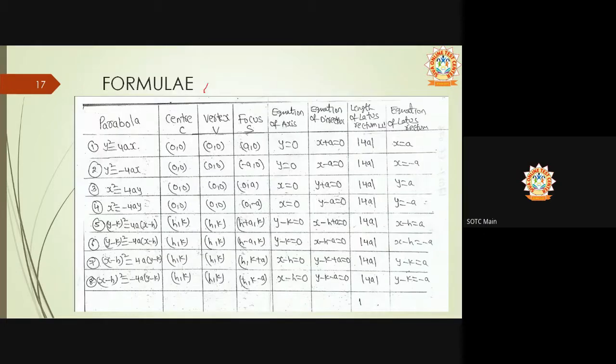See the formulas of this parabola. This is the one that we require. Y square is equal to 4ax. It looks like this, right? So center is 0, 0, vertex also 0, 0, both are same. Next focus, a distance. Y square is equal to minus 4ax, it is minus a, 0. X square is equal to 4ay, it is upward 0, a. X square is equal to minus 4ay, it is downwards 0, minus a.